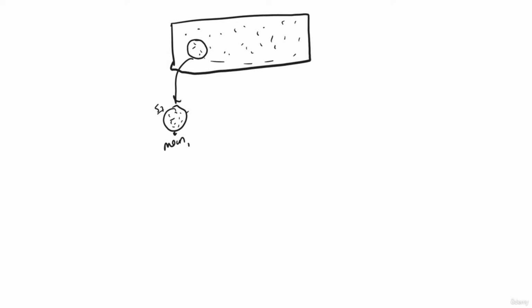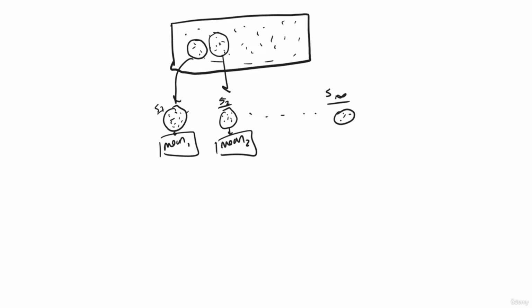Then we took another sample of size n equal to 30, and this is S2, and we calculated its mean, say mean 2. We continue that literally up to S infinity, where we calculated the mean of this one as well, mean infinity. And then we took each of these sample means that we calculated, and we plotted a distribution of them.